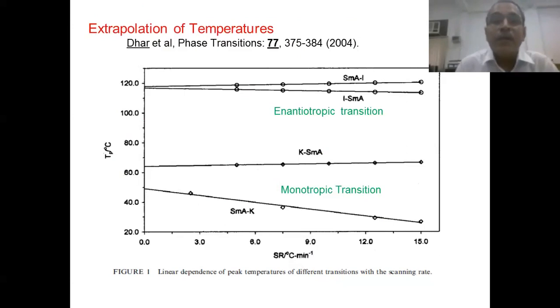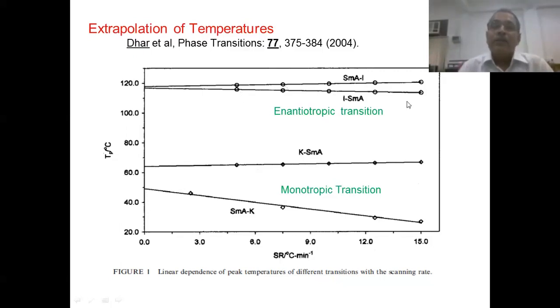So when we use a slow scanning rate, what happens is that during heating, the transition temperatures that we get from DSC are slightly higher than what they actually should be. And as we increase the transition temperature, this difference increases. So you can see, we have obtained transition temperatures at different scanning rates, and they increase with faster scanning. And we get the reverse in cooling.